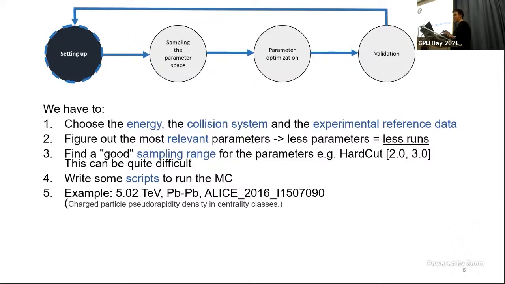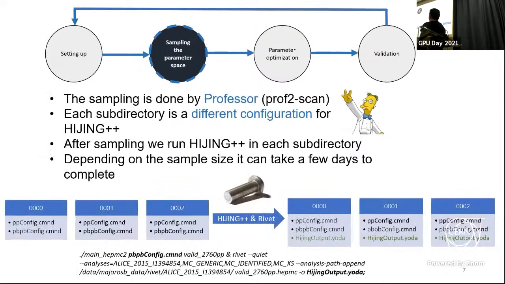So after we choose the parameters, we're going to sample the parameter space, which is done by Professor. And we're going to end up with a different configuration for HIJING++ in each subdirectory, and we're going to run HIJING with Rivet. So this is the run command. And after we run HIJING++ for each subdirectory, we end up with a format like this for our outputs. And depending on the sample size, it can take days or weeks to run a sample.